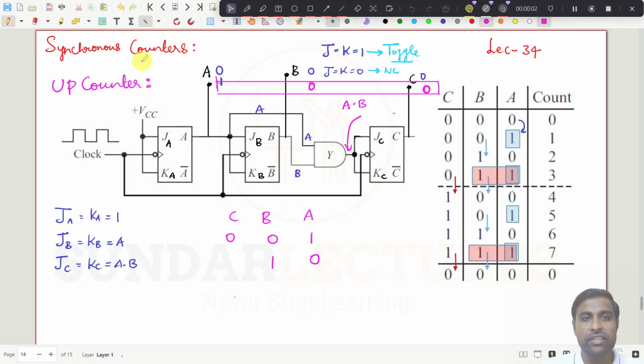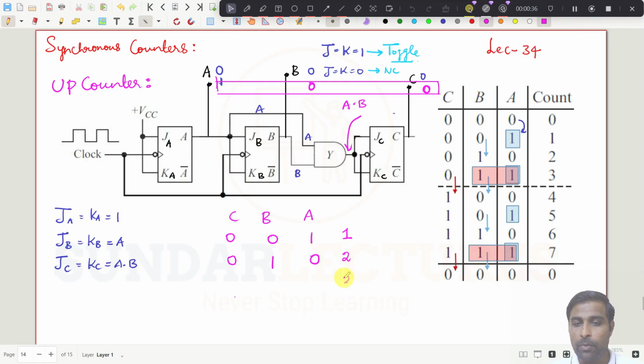Now what is the output of C? That depends on JC and KC. If you multiply these two, A dot B is the answer. What will you get? You will get 0. So if JC is equal to KC is equal to 0, it is a no change condition, and whatever is here will be retained again. So this is clock pulse number 1, and now clock pulse number 2.